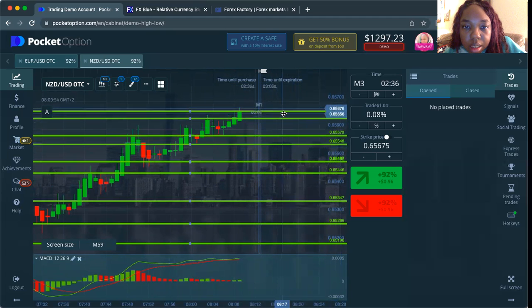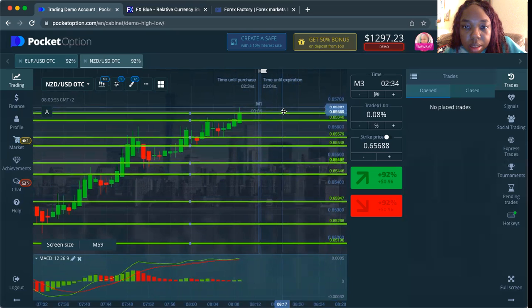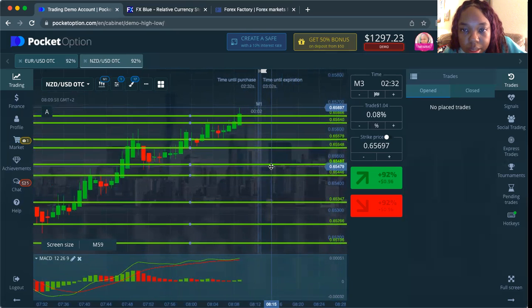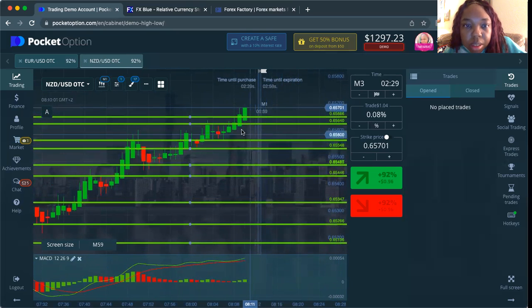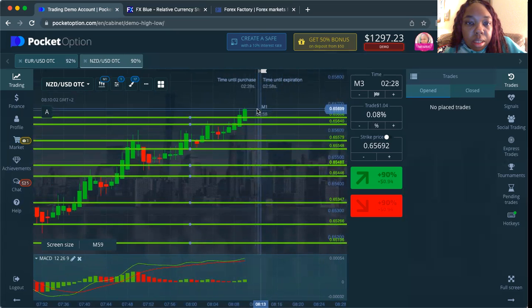The 666 area is the area, and it's actually breaking this area.